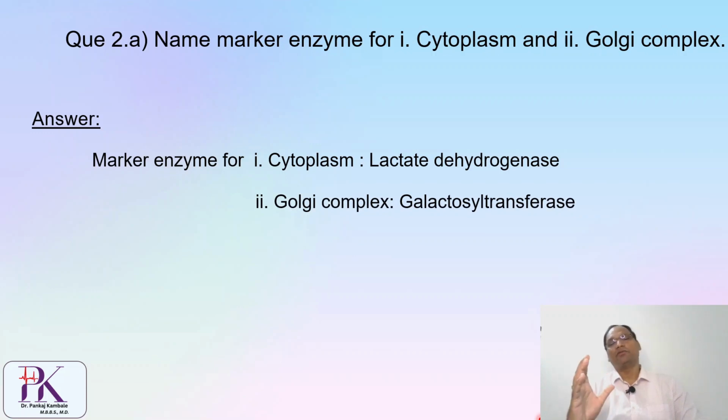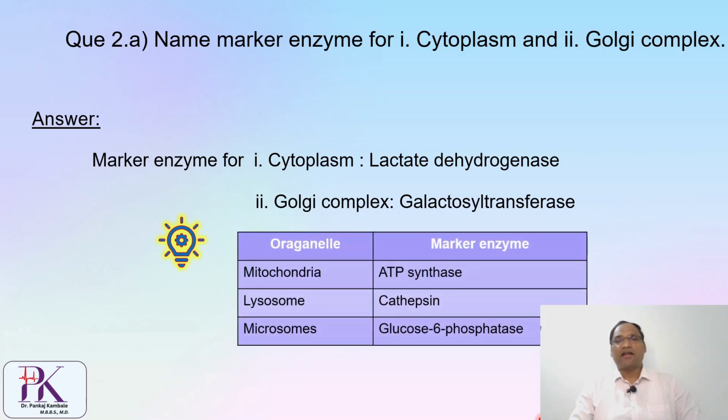Now in this question only two organelles are asked, but you should know the marker enzyme for other organelles as well. The marker enzyme for mitochondria is ATP synthase. The marker enzyme for lysosome is cathepsin, and for microsomes it is glucose 6 phosphatase. It is also asked in MCQ. So these are the marker enzymes for different organelles. Let's move to the next question.